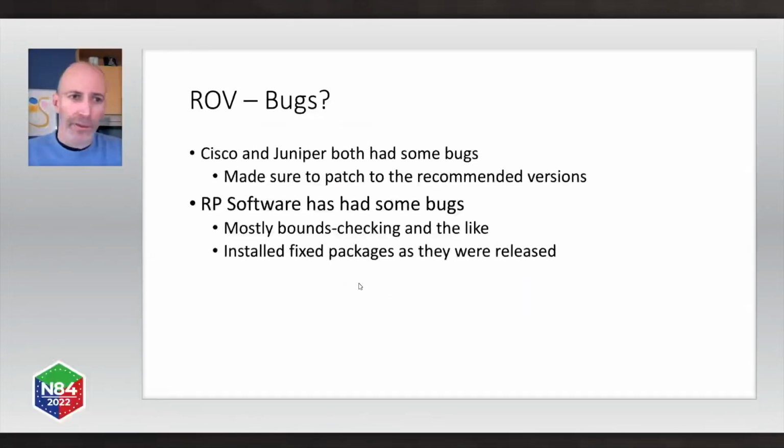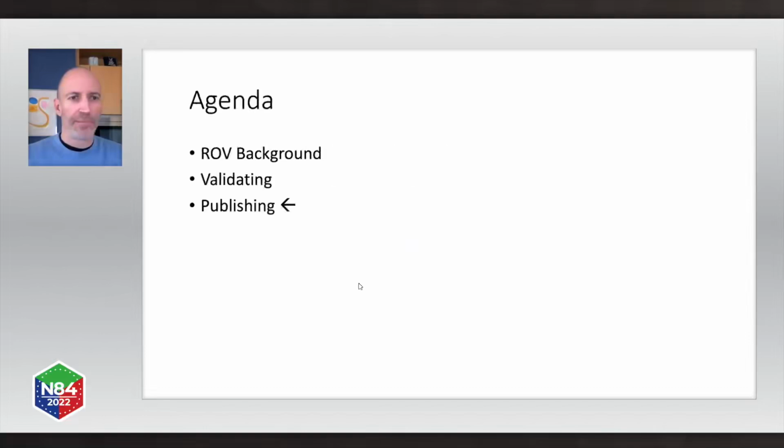What about bugs? Okay, ROV has some bugs. Juniper and Cisco both had some, we just worked with our support folks to get the recommended versions. The RP relying party software also had some bugs, mostly bound checking and so forth. As fixed packages were released, we installed those. So no big deal.